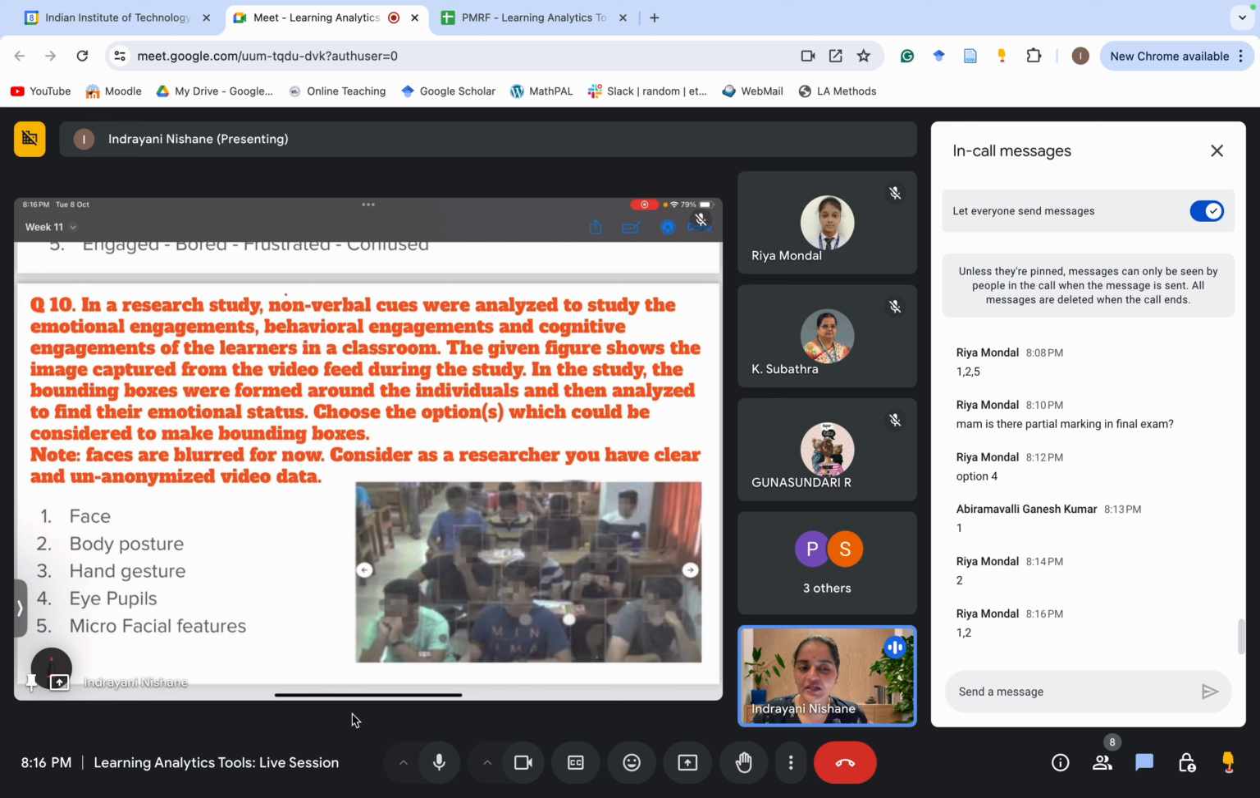Note that they have given that the faces are blurred now. Consider that as a researcher you have the clear and unanonymized data. This is anonymized data because the faces are blurred and we are not able to identify these learners. But as a researcher you have the clear data, HD picture quality. You can see every face, every person sitting there, what they are doing with their hands, how they are sitting, everything is visible. What their facial expressions are is also visible. You have to assume that, and then try to answer the question: which of the following factors will you consider to make the bounding boxes for individuals?